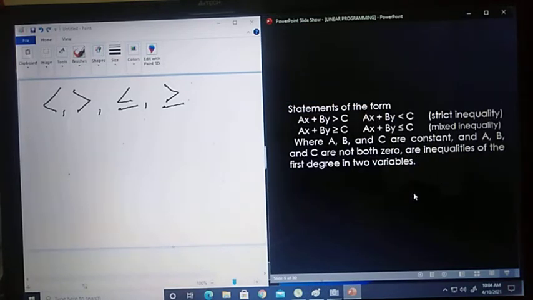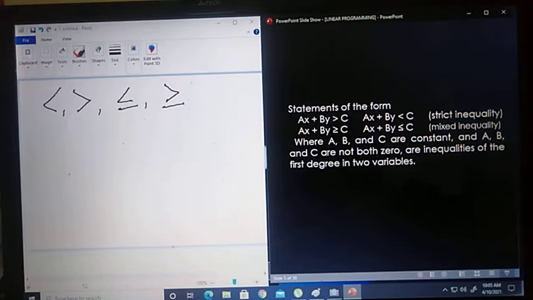Okay, we have two kinds of statements of the form. Pag ax plus by is greater than c, or ax plus by is less than c, meaning that is a strict inequality. Very strict siya. Unlike dito sa ax plus by is greater than or equal to c and ax plus by is less than or equal to c, that is a mixed inequality. Why mixed? It is a combination of an inequality symbol and an equality symbol, which is the equal. Where a, b, and c are constants and a and b are not both zero, these are inequalities of the first degree in two variables.